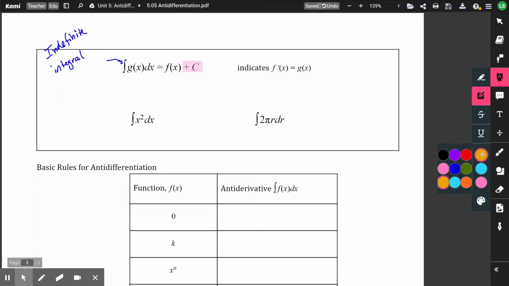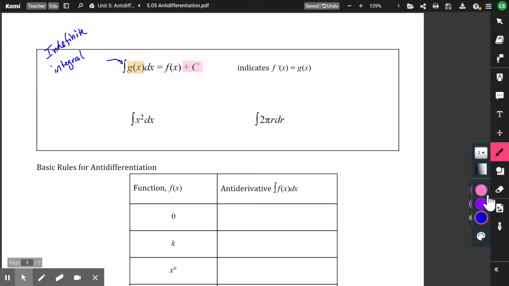So the next part of this that we're going to take a look at is the g of x part right in here. This is what we consider our integrand. And that integrand is basically representing your derivative. It's kind of like your first derivative, or maybe it's a second derivative equation, but it's basically the derivative. And we want to come up with a function that would have g of x as its derivative.